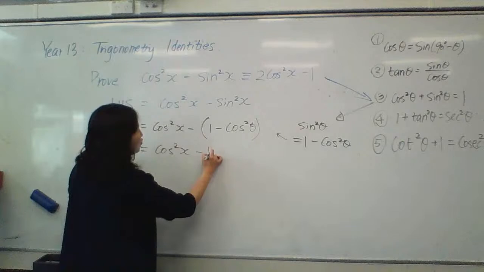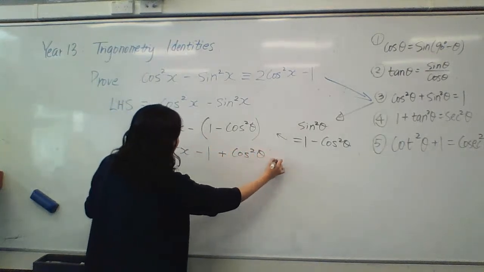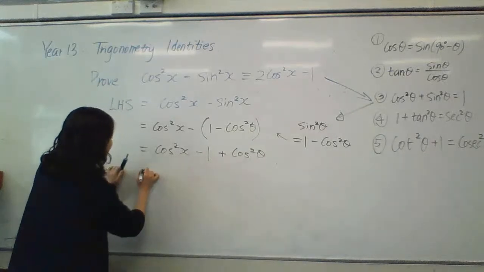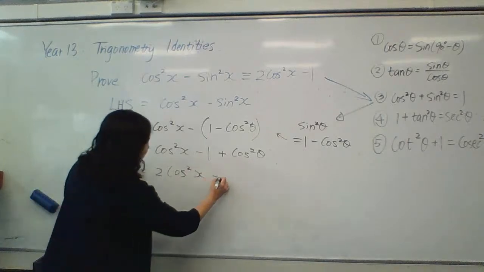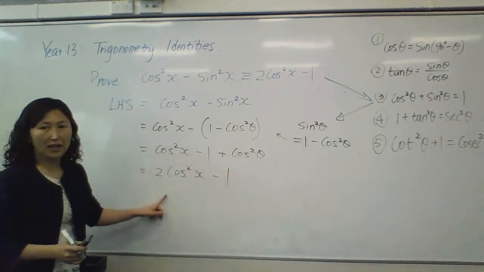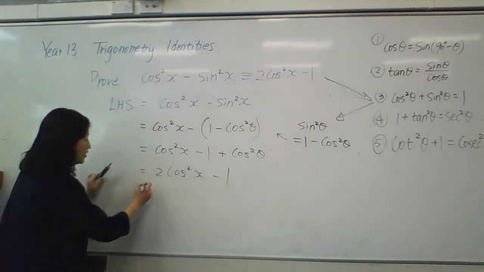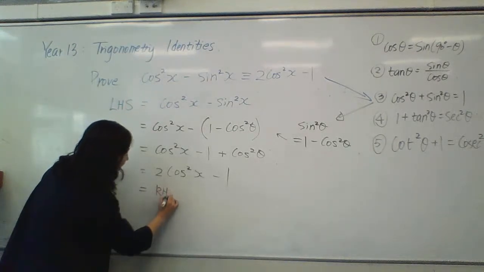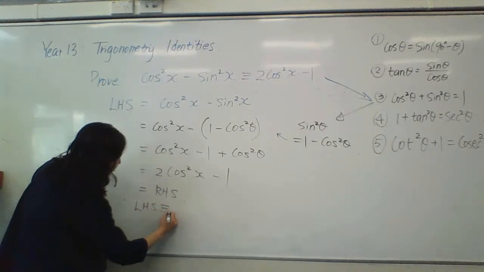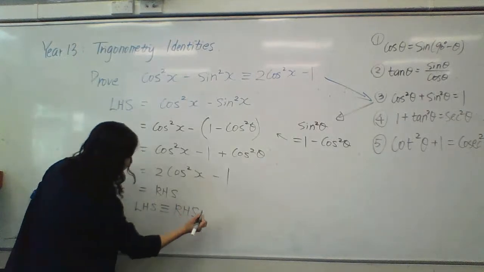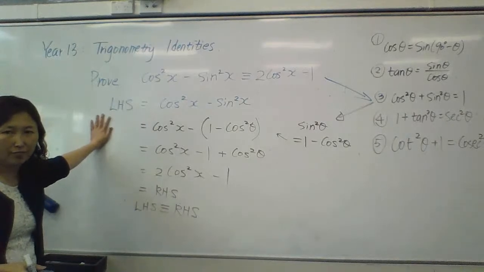So there'll be minus 1, and minus minus becomes plus, so there'll be cosine theta squared. Now I have two of them, so it is equal to 2 cosine x squared take away 1. Does it look like the right-hand side? Exactly. So now we reach a conclusion. This looks like the right-hand side. So therefore, the left-hand side is identical to the right-hand side. Okay. Now we have just proved this question.